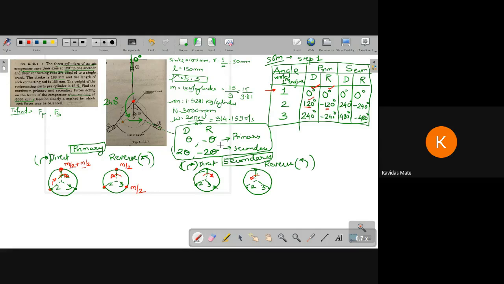So it is m by 2. So this is done. Moving to the next one, that is the third one. Ideally, the mass should be located at this particular position. But because of a single crank, what I had explained earlier, it won't be kept over here. It would be moved to some other location.